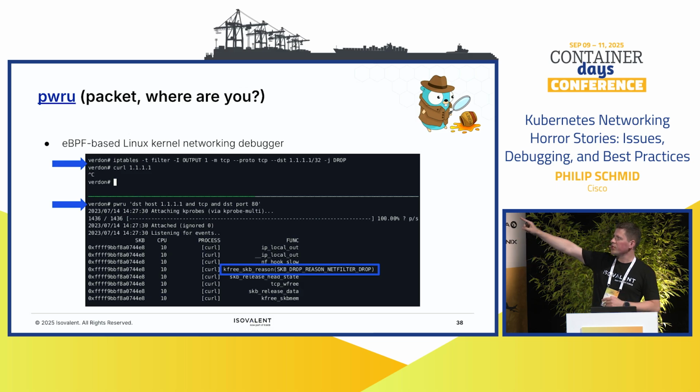In this example, we just set an iptables rule to drop specific destination traffic. If we then test it, but at the same time spawn up a Packet Where Are You instance filtering for this particular flow, we directly see the actual reason why it's dropped somewhere within your Linux kernel. In this case, we have a drop reason, SKB drop reason netfilter drop, because we actually have an iptables rule which is implemented within the netfilter framework within the Linux kernel. And with that, it's already the proper explanation why a packet is dropped.